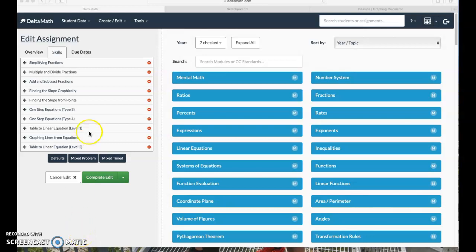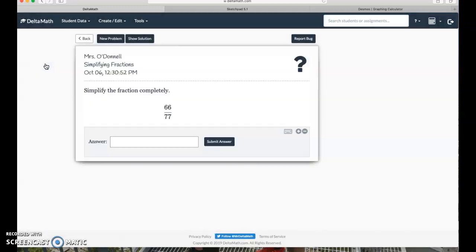Okay, here we go with some more Delta Math. This is with Mrs. O'Donnell. We're going to start with simplifying fractions. This should be a review skill, but let's just check it out, right?